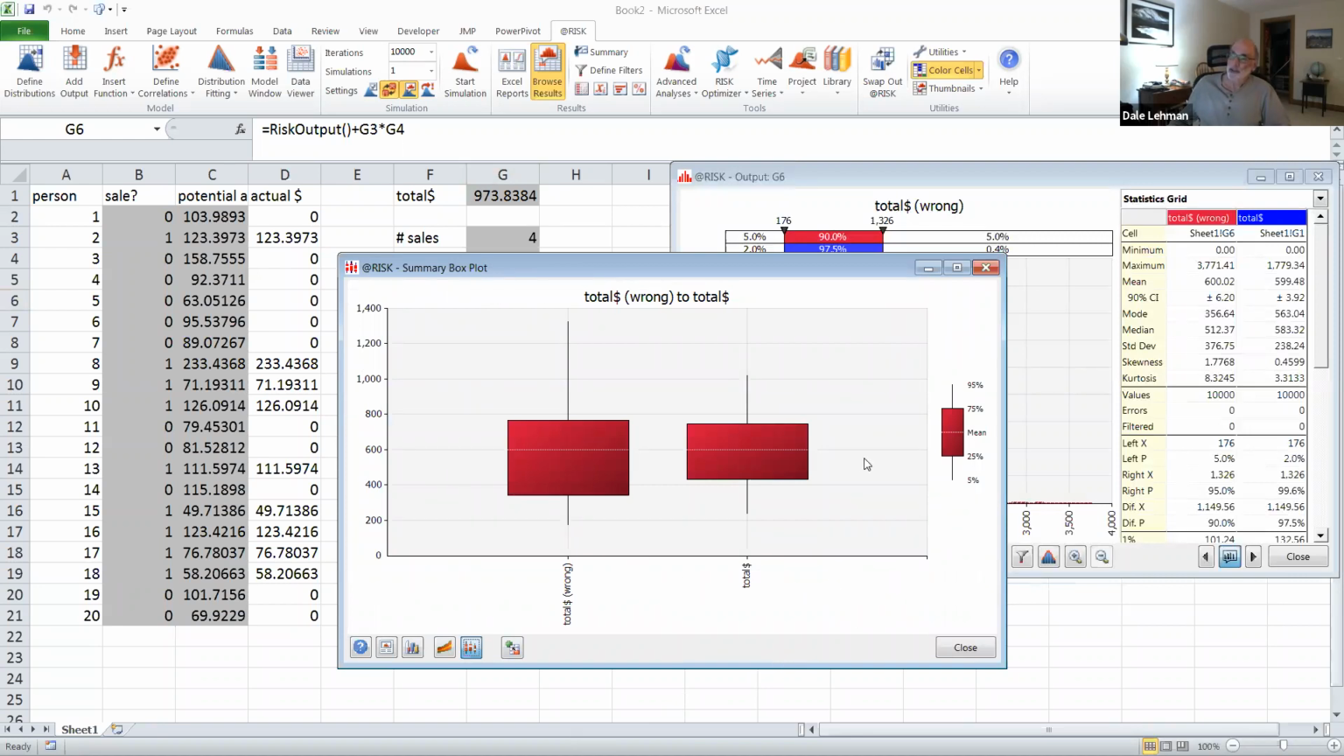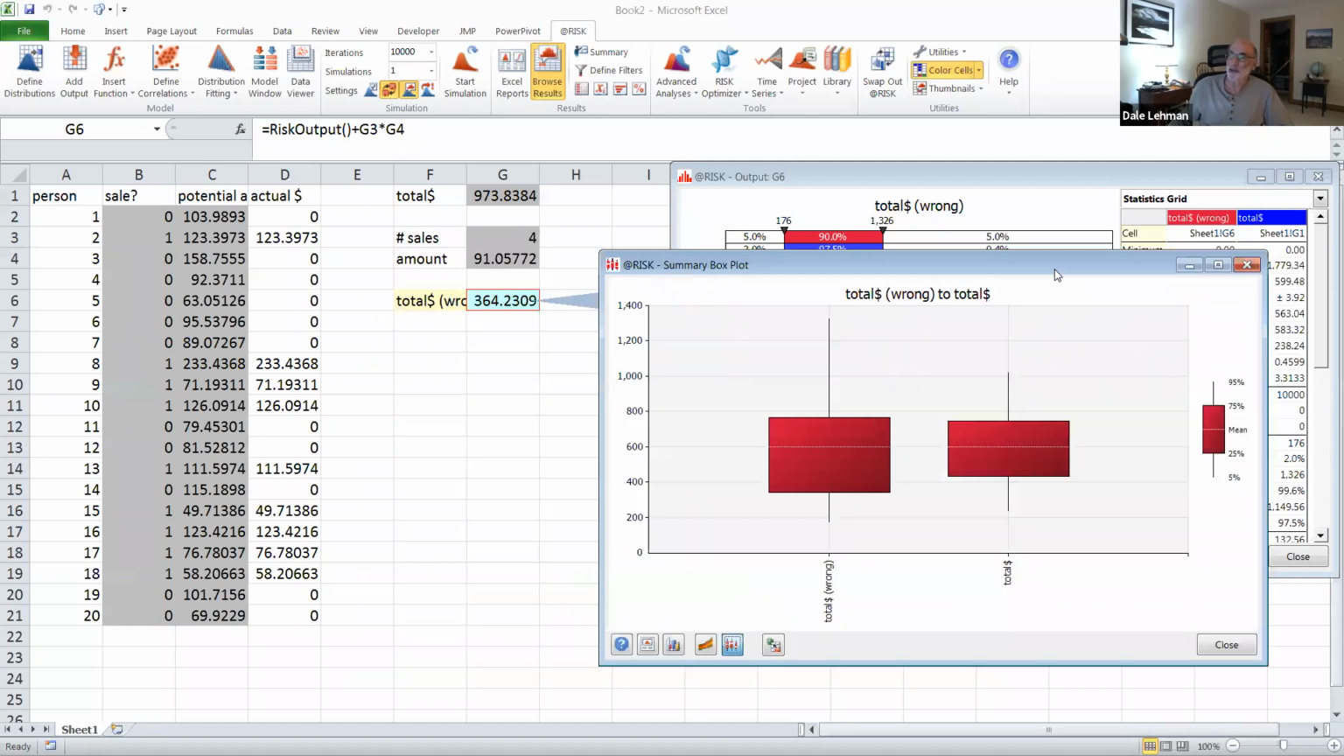The wrong way is on the left, the right way is on the right. Notice the left is more spread out, the extremes are bigger, the middle 50% is bigger. The line in the middle, the mean, is almost the same. So for estimating the mean amount, the average amount that we will collect from the 20 people, doing it the wrong way is fine, it gives us a right answer. But the uncertainty, the likelihood of having a number, let's say bigger than 1,000, is sizable if we do it the wrong way, but the right way, it's almost impossible to happen.